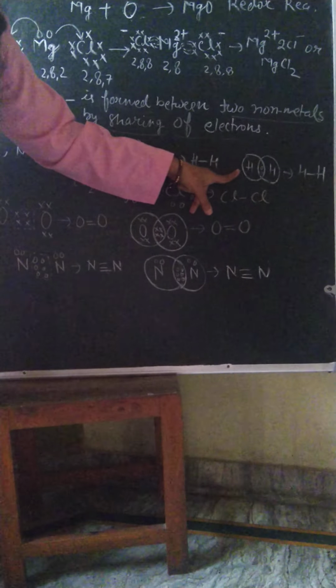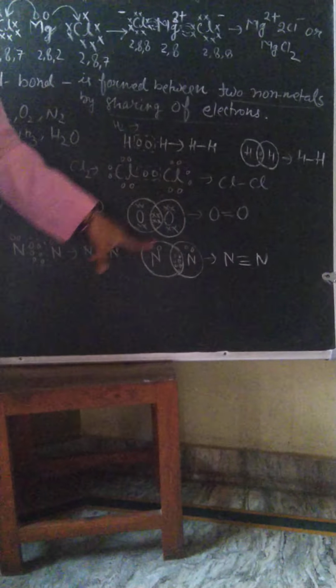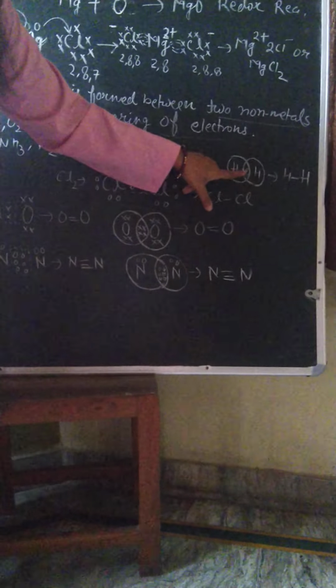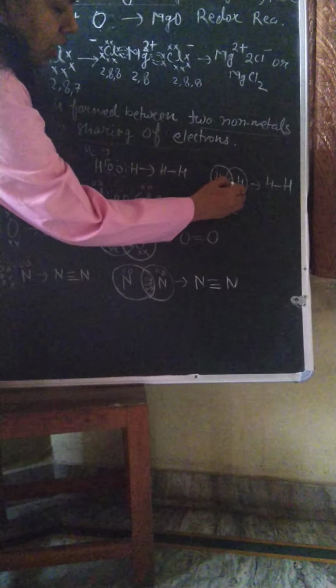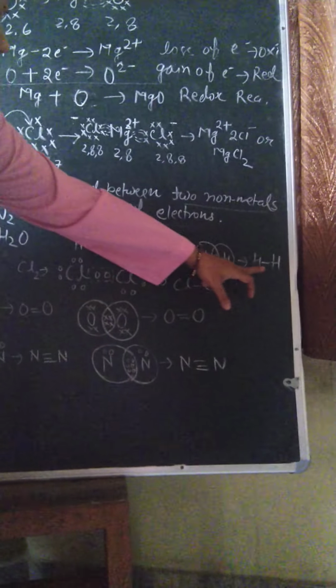Now see, this is the orbital diagram. This was the electron diagram, and these are orbital diagrams. So you have to make two outermost orbits, and 2 electrons are kept in between for sharing. So 1 electron pair, again one single covalent bond is formed.